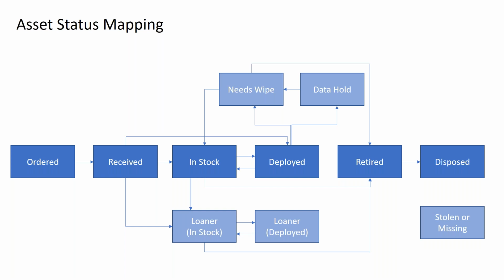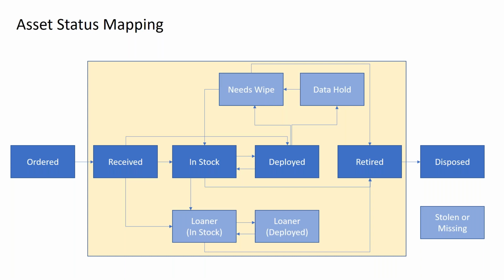The last but not least item we have here might be dealing with stolen and missing devices. And I'm not going to draw arrows for this one because we'd have a lot of arrows, but essentially everything in that box could technically be stolen or technically go missing.